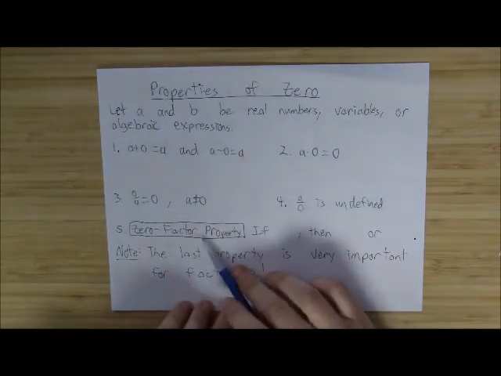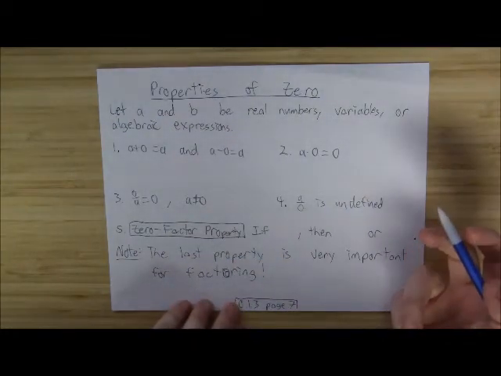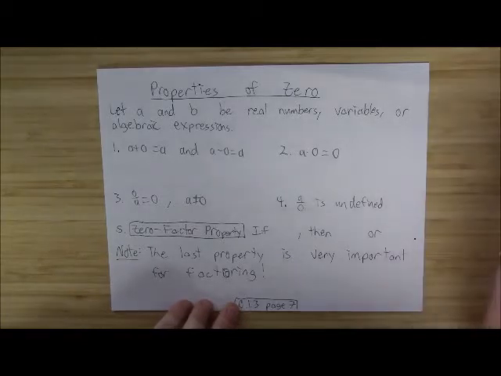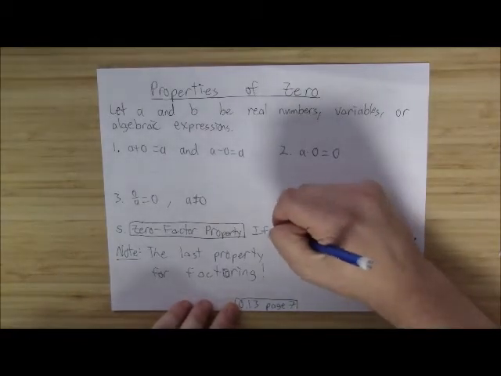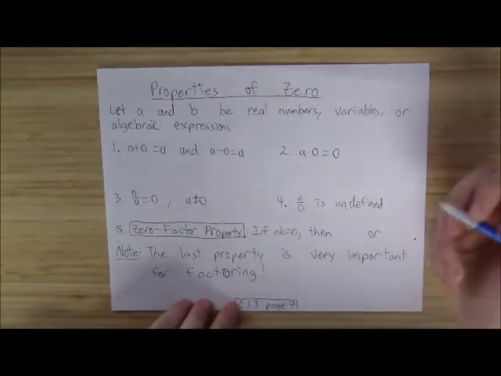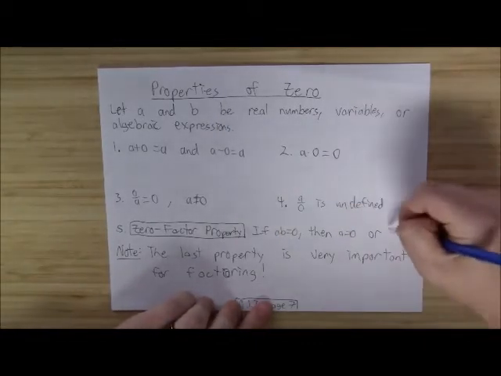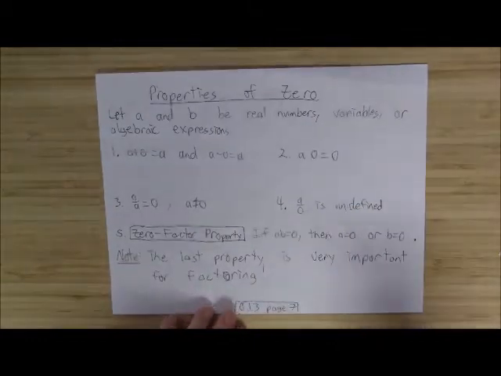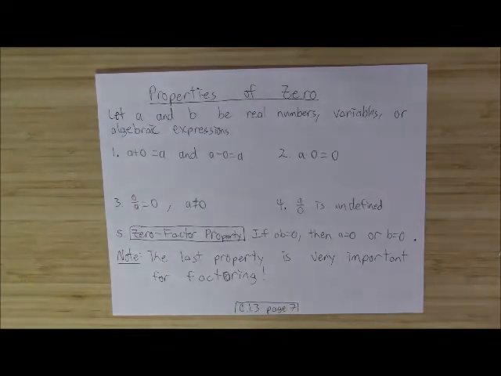We finally have the zero factor property, which says that if AB equals 0, then A equals 0 or B equals 0. And as I note here, that last property is very important for factoring later on, because that's how we solve equations using factoring.